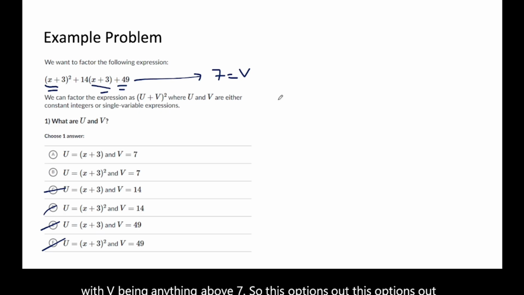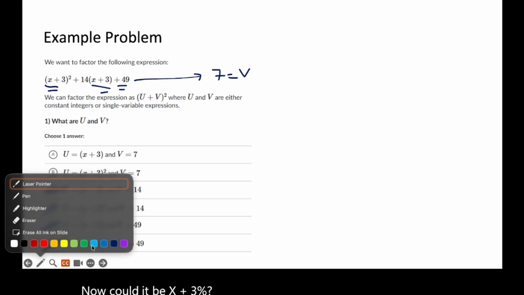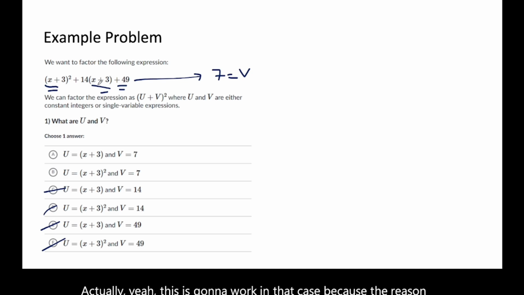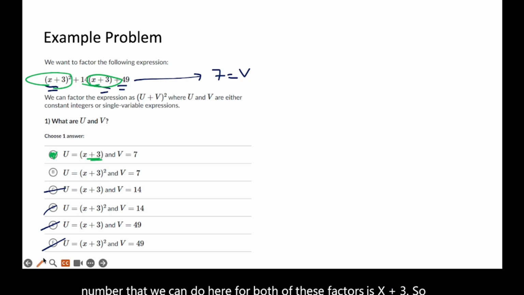Now, could it be x plus 3 per se? Maybe. Actually, yeah, this is going to work in that case because we're seeing it at the least common number that we can do here for both of these factors, which is x plus 3. So therefore, that's why it would be A in that case. So you can do process of elimination to find your answer in that case. That's really how you would do it.